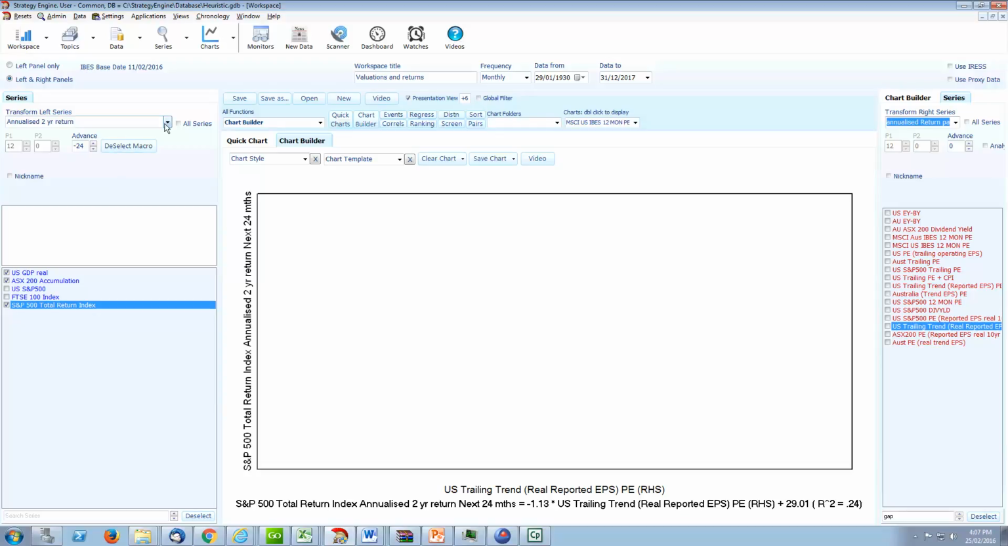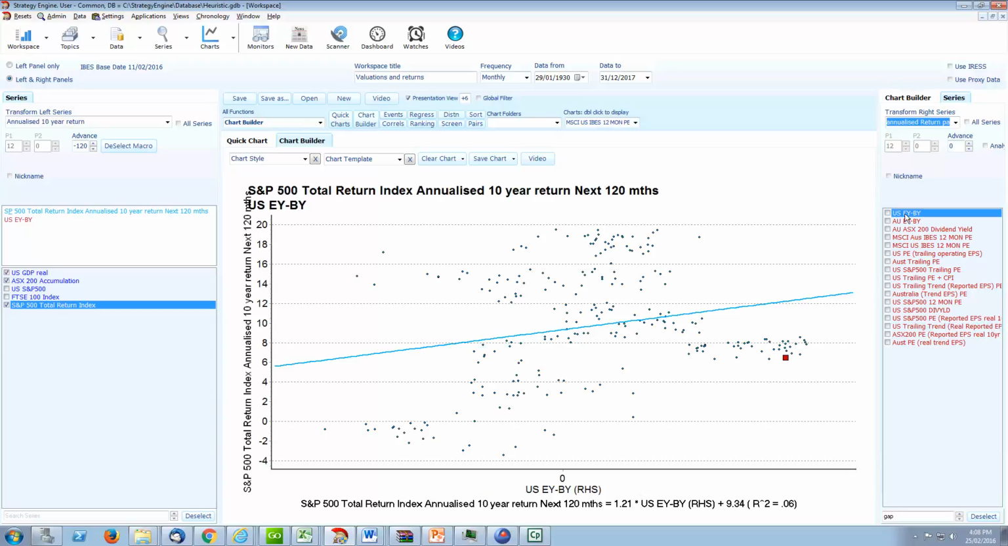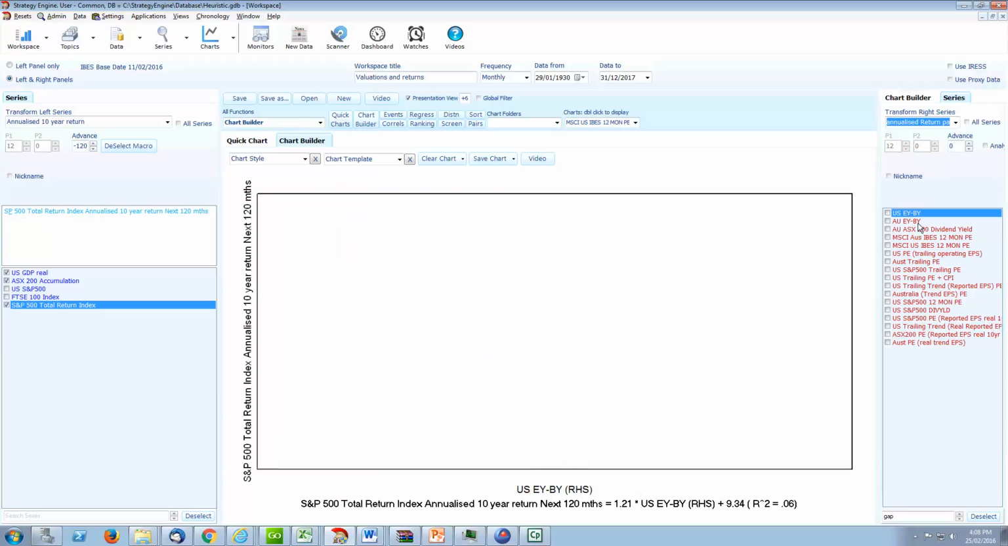So let's now look at longer term. I'll skip 5 years, we'll go straight over to 10 years. So we're looking at the subsequent 10-year annualized returns from US equities. I'm going to relate that to EY/BY again. Again, very loose relationship there.